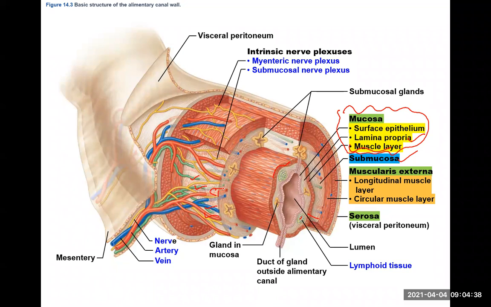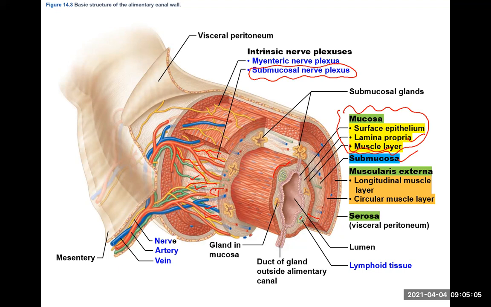And what is so important in this layer? If you see here, this layer also has these yellow colored nerve plexuses. Nerve plexus, they're like the junction of nerves. We call them the submucosal nerve plexus. Now you might think, what is the function of the submucosal nerve plexus?